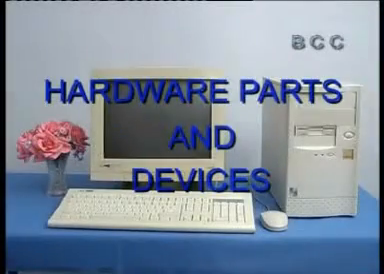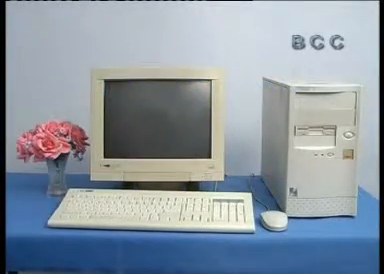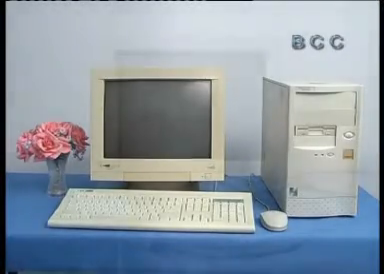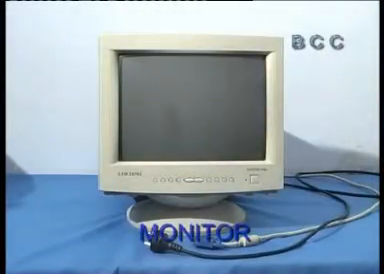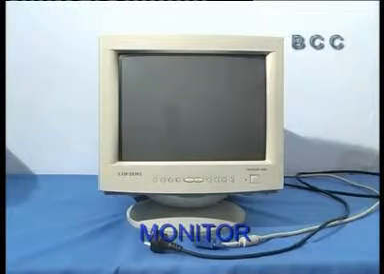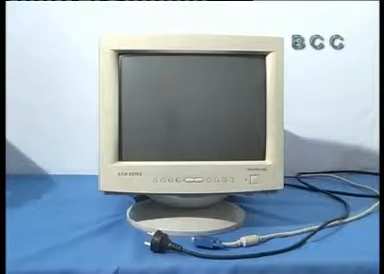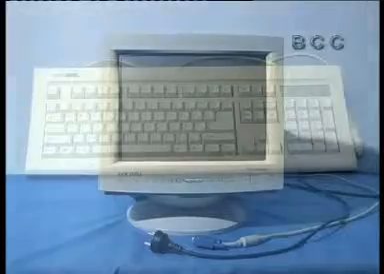Hardware parts and devices. Now let us discuss the hardware to know the various parts of the computer. Monitor. It is a display unit. All commands and displays you can see on the monitor only. There are different types of monitors available in the market. You can choose as you like.